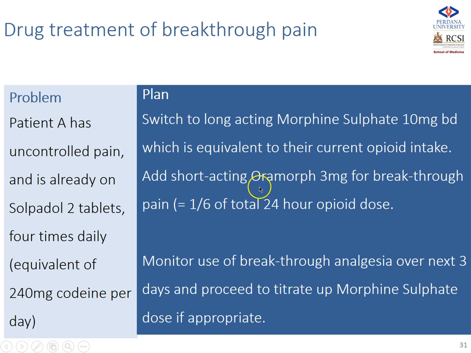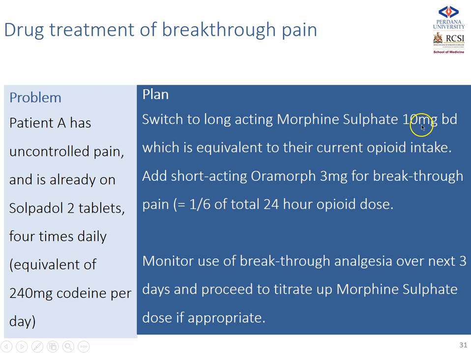And then you add for breakthrough pain some short-acting oral solution called Oramorph. It can also be available as a tablet, but usually people prefer it as liquid. The dose calculation is conventionally 1/6 of the total daily dose. So if the total daily dose is 20 milligrams, that's 10 BD, then 1/6 of that is approximately 3 milligrams. So effectively, the patient would use 3 milligrams for any breakthrough pain, and they can use that up to 4 to 6 times daily.